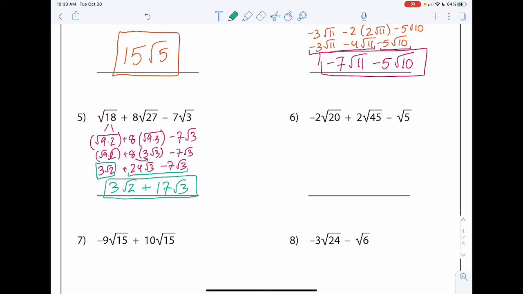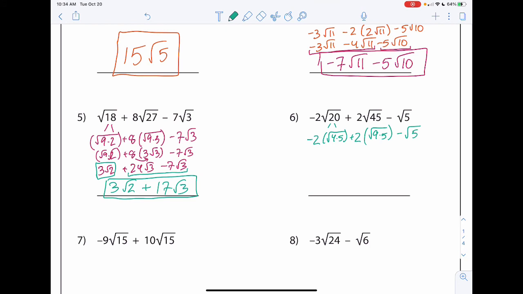All right, let's do number 6, and that's our last one. So we see negative 2 radical 20 plus 2 radical 45 minus radical 5. So we look at 20, we think of the perfect square factor of 20, that would be 4 times 5. And then we see 45, well, what's a perfect square factor of 45? That would be 9 times 5. And then the radical 5 we cannot change because 5 is a prime number.